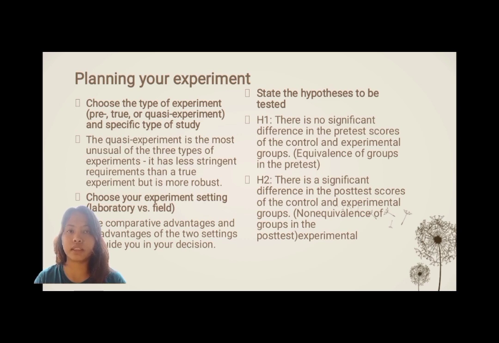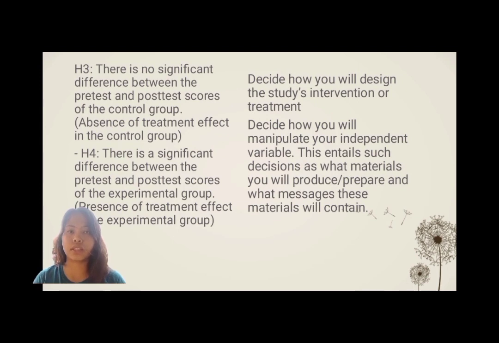Number 1, there is no significant difference in pre-test scores of control and experimental groups: equivalence of groups in the pre-test. Number 2, there is a significant difference in post-test scores of the control and experimental groups: non-equivalence of groups in the post-test. Number 3, there is no significant difference between the pre-test and post-test scores of the control group: absence of treatment effect in the control group. Number 4, there is a significant difference between pre-test and post-test scores of the experimental group: presence of treatment effect in the experimental group.